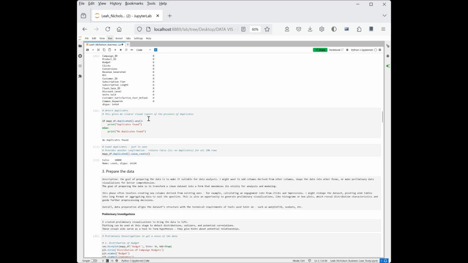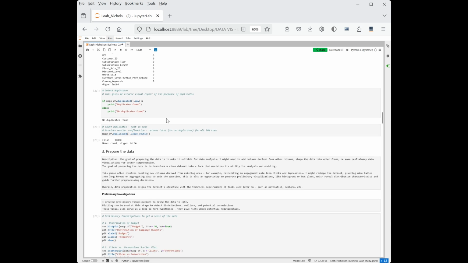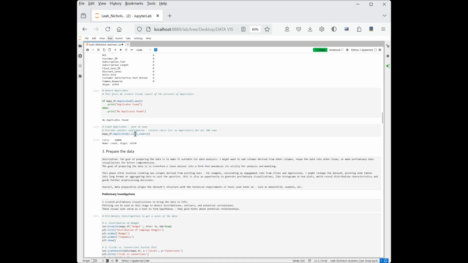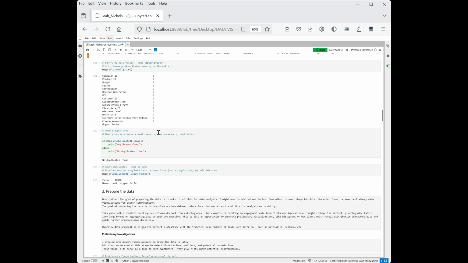I then took a look at if there were any duplicates, and this gives me a clear visual report of the presence of duplicates. And then just to extra verify that, I chose to use value counts on duplicated and found false for every one of the 10,000 rows. So that's what that's telling me here. So I feel pretty confident that I have no duplicates and my data is pretty clean and ready for preparation.